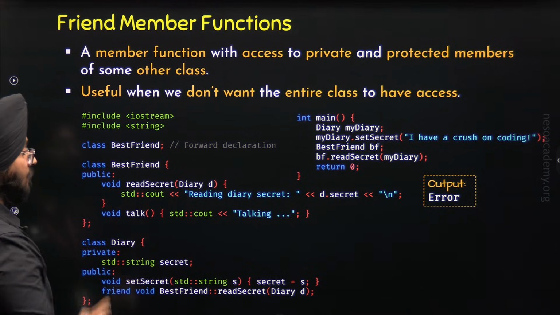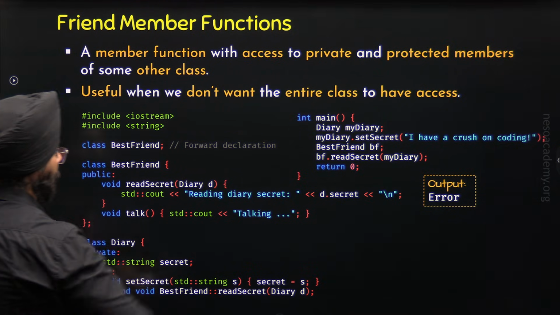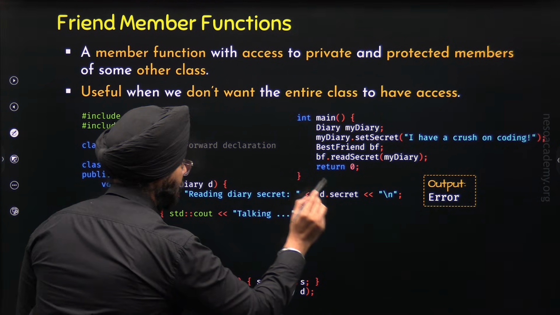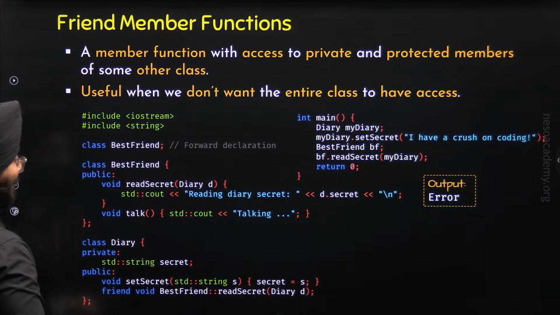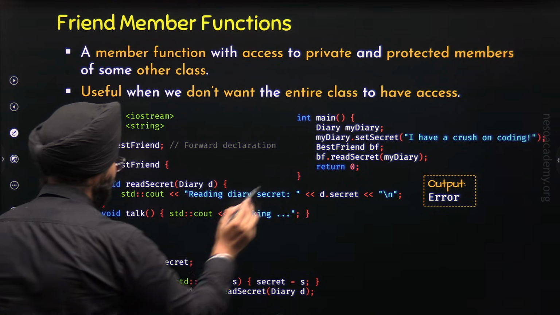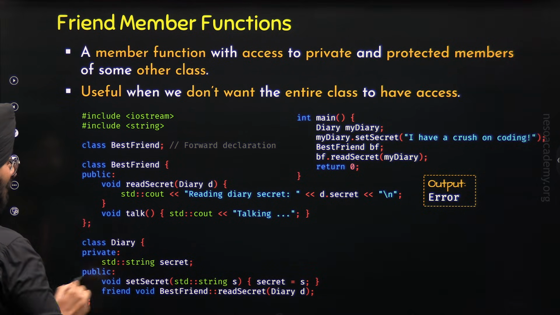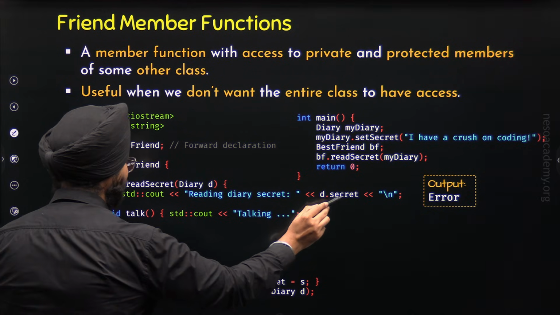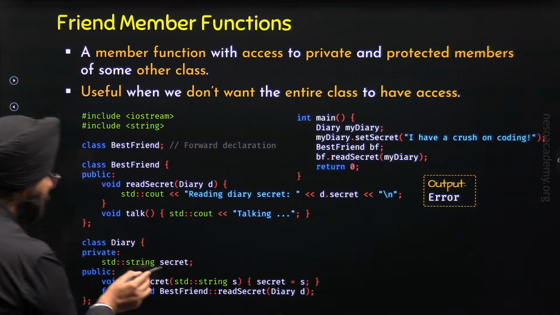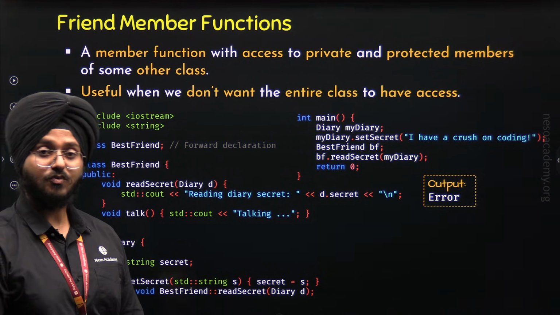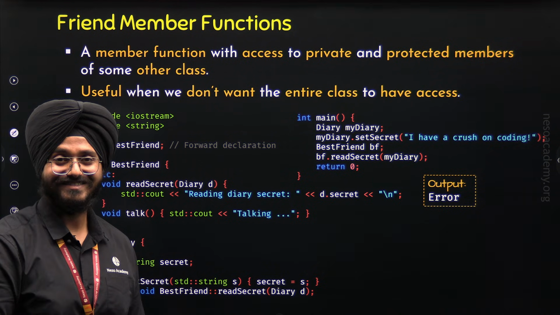There is one more reason why we are getting an error from the compiler. Here we are using the variable secret. Now this variable is declared over here in this class diary. We are using this variable before its declaration. This will cause an error from the compiler.